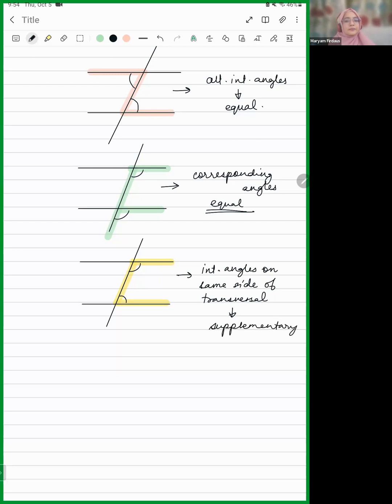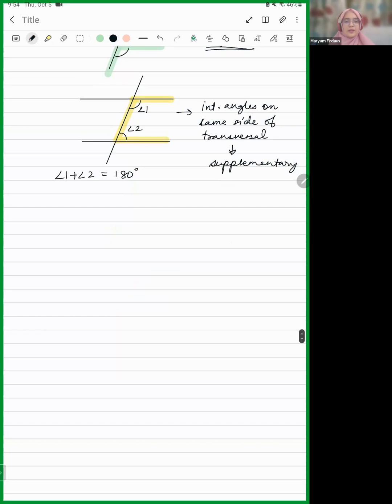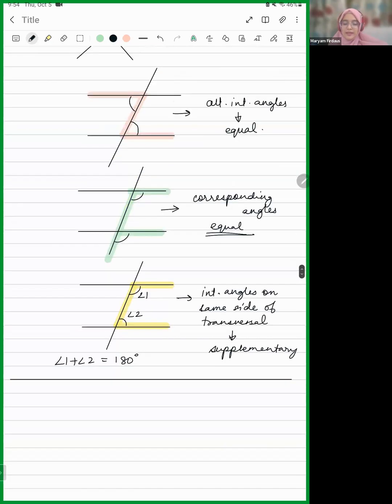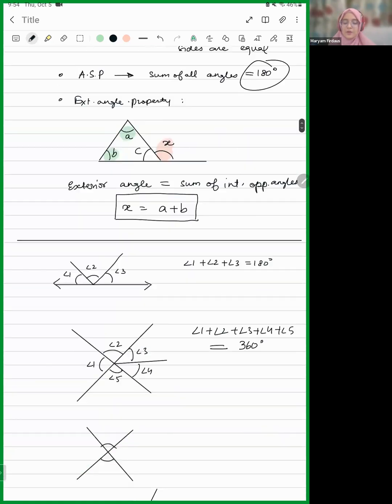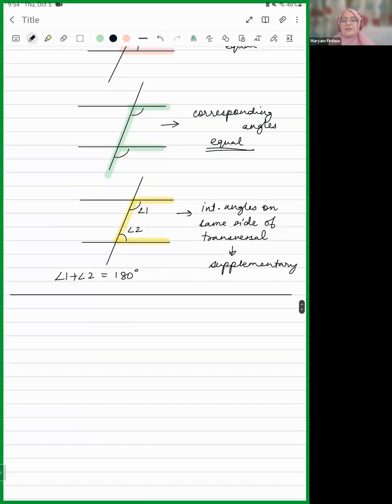The sum is 180, right? Where's the minus coming from? If this is angle 1 and this is angle 2, then when they both add up, they give you 180. So that's about it that we studied in lines and angles. And then we did some questions on that. Then coming back to the triangles chapter, we saw congruence, and that's basically it, right?